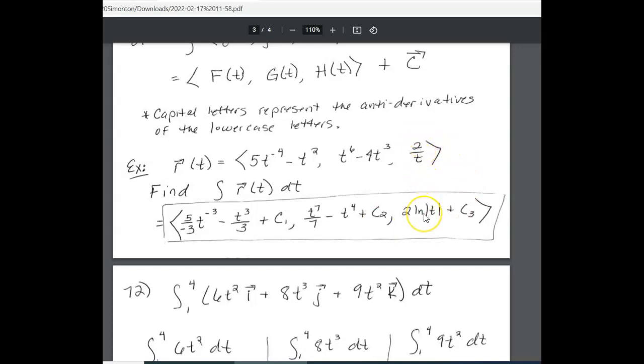The antiderivative of 1 over t is the natural log of the absolute value of t plus c3. If this comes up in my math lab, you may need those absolute value bars around the t, so don't forget about that. Otherwise, that is a vector, and that's the answer.